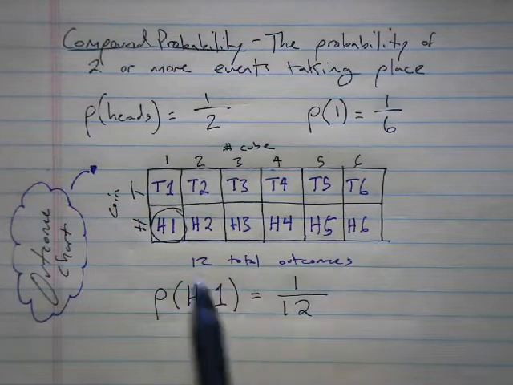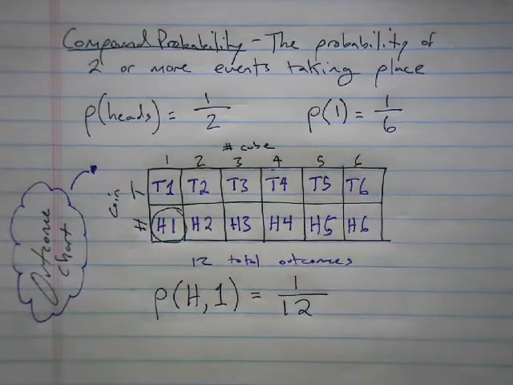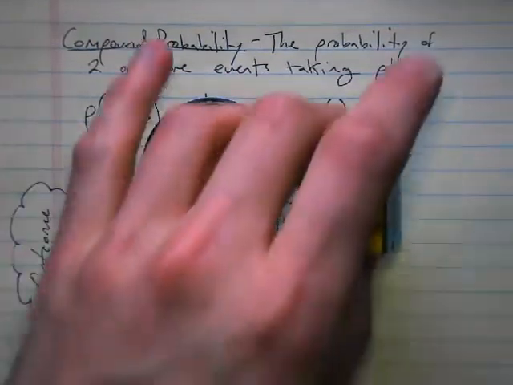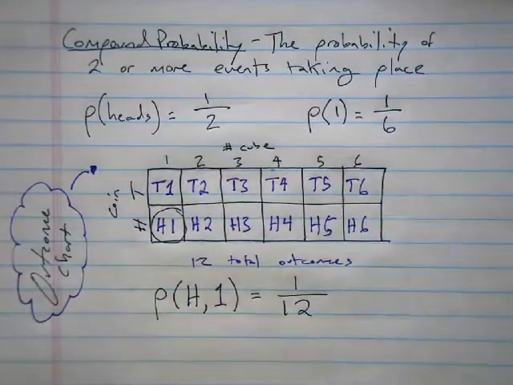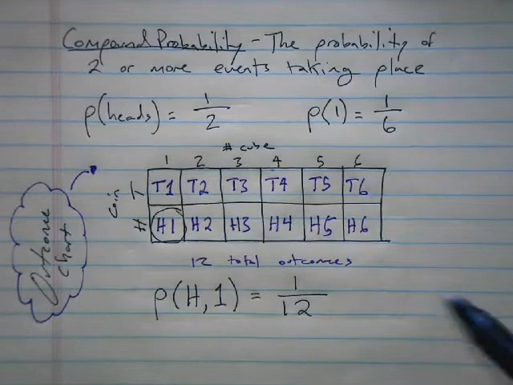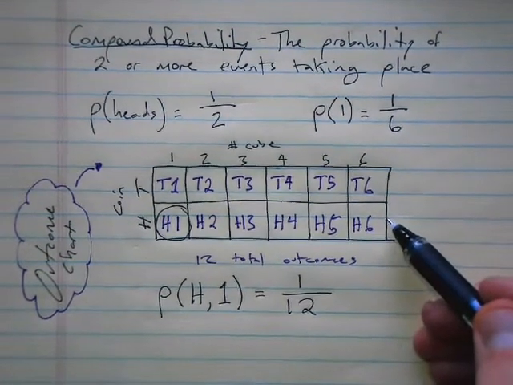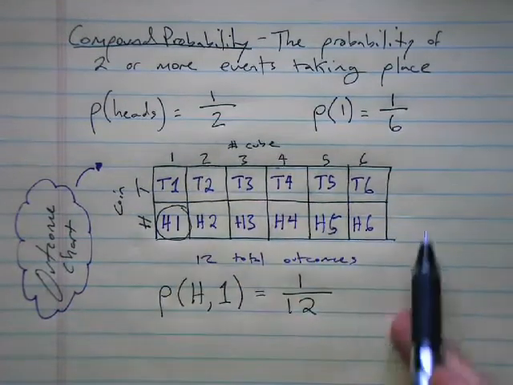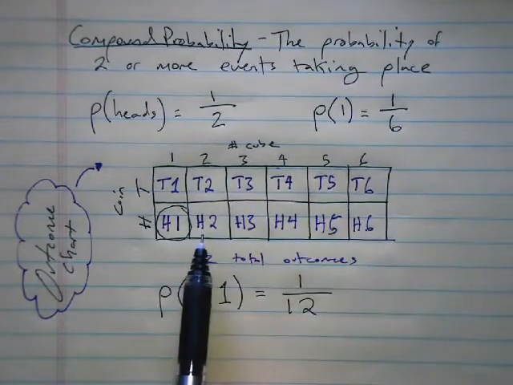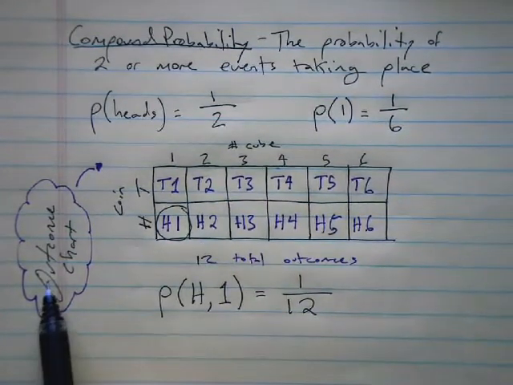In the last video, we made an outcome chart to show the probability of flipping a heads and rolling a 1. And we got that the probability is 1/12. Well, there's another way you can show the sample space for a compound probability problem. The sample space, remember, is all of the possible outcomes. So this is the sample space using an outcome chart.